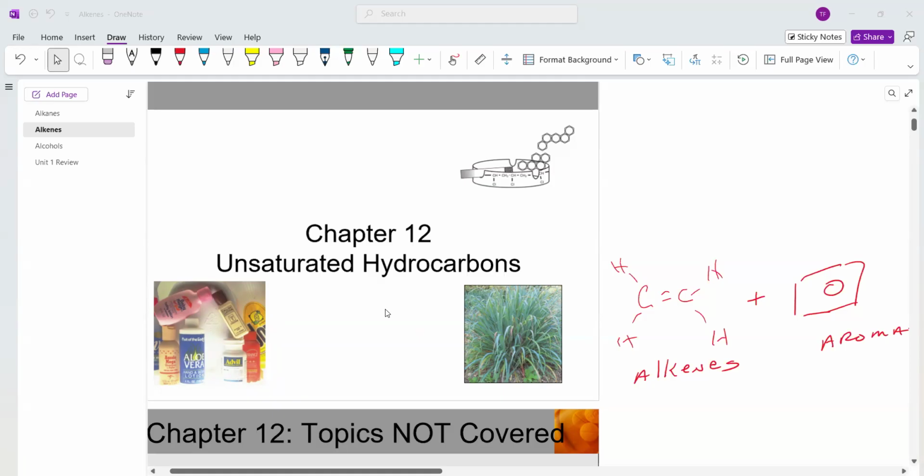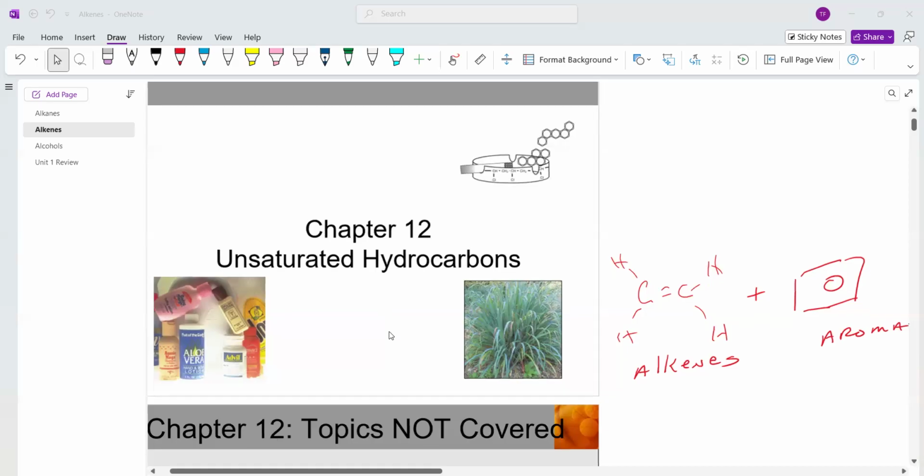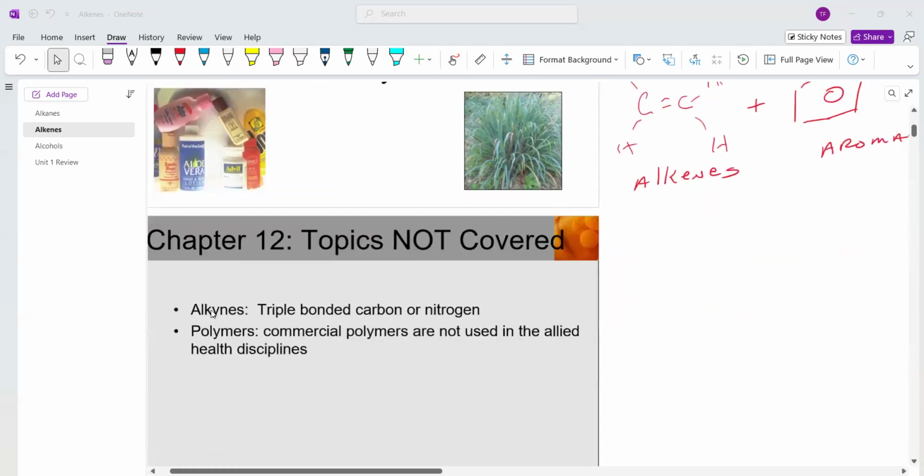Okay, so last time we talked about saturated hydrocarbons. Those are the alkanes. And there's 2 types of unsaturated hydrocarbons. Actually, there are 3 types. We're only going to be studying 2 types. In fact, the next slide. So we're not talking about alkynes, which is unsaturated. That's a triple bonded carbon or nitrogen.